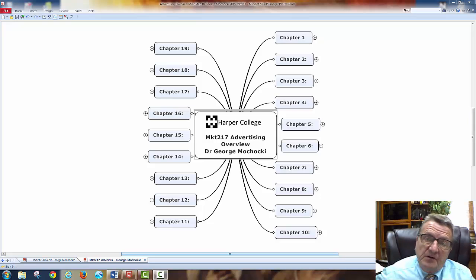Okay, so here's what we have. There are 19 chapters in the book. You're going to read all 19 chapters. You'll be exposed to all 19 chapters. If you look at my mind maps, this is a concept map, a mind map that I utilize within some of the chapters. They'll tell you what's important. So you can look at the back of the chapters.